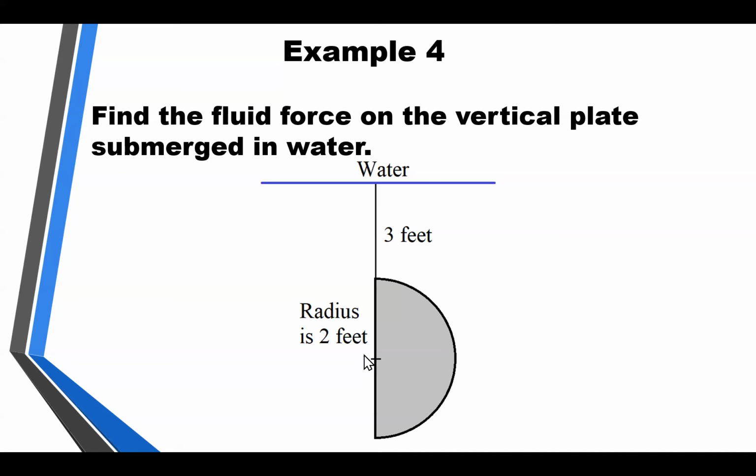The natural place when we have a circle to put the origin is the center of the circle, because then the circle equation is x squared plus y squared equals radius squared. So that's what I'm going to do. I'm going to submerge this plate in water. I'm going to orient my Cartesian coordinate grid such that the center of my circle or the center of my semicircle is at the origin.